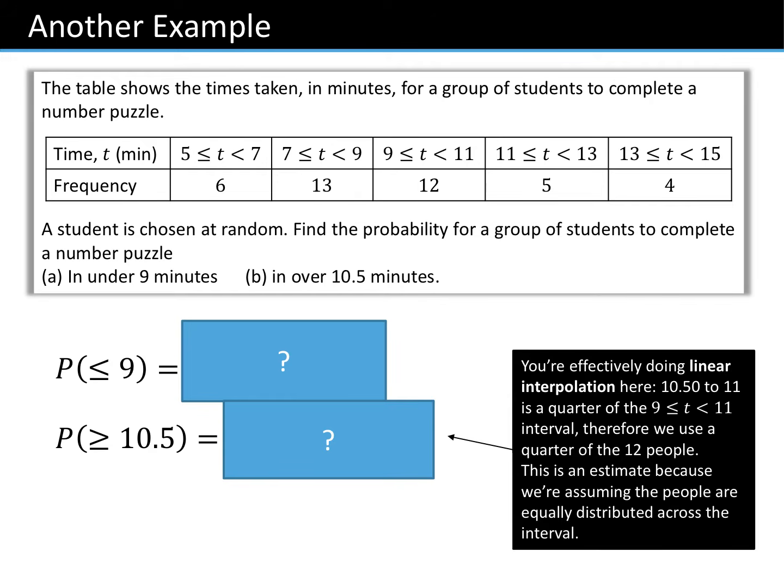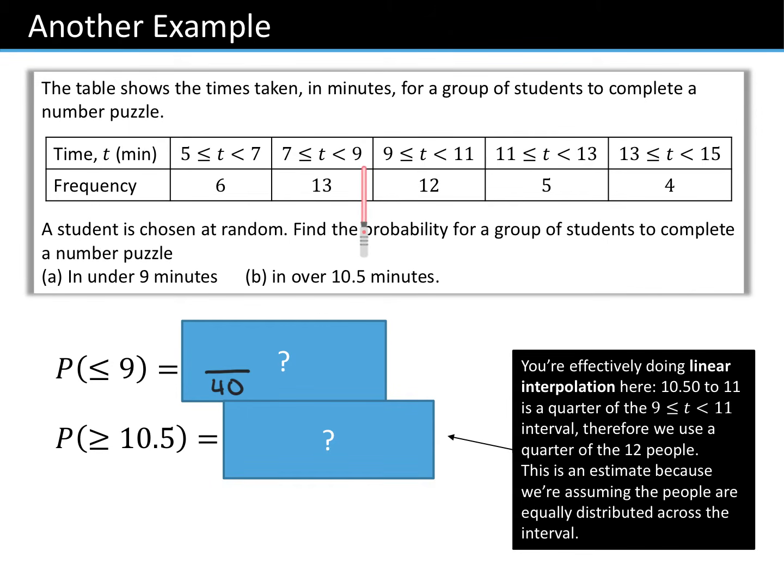So then, here we go. Straightforward GCSE question. What's the probability of getting less than or equal to 9? We have the time in minutes here. Less than or equal to 9 is, what is the total frequency? Because this is what it's going to be out of. The total frequency is 6 plus 13 plus 12 plus 5 plus 4. 40.